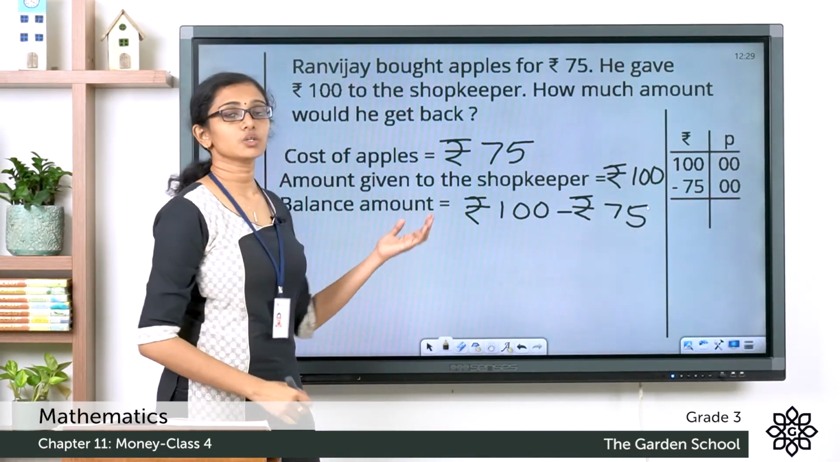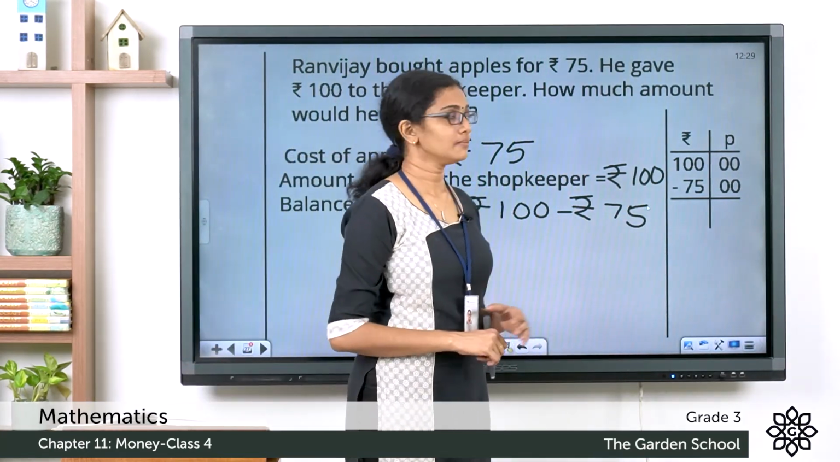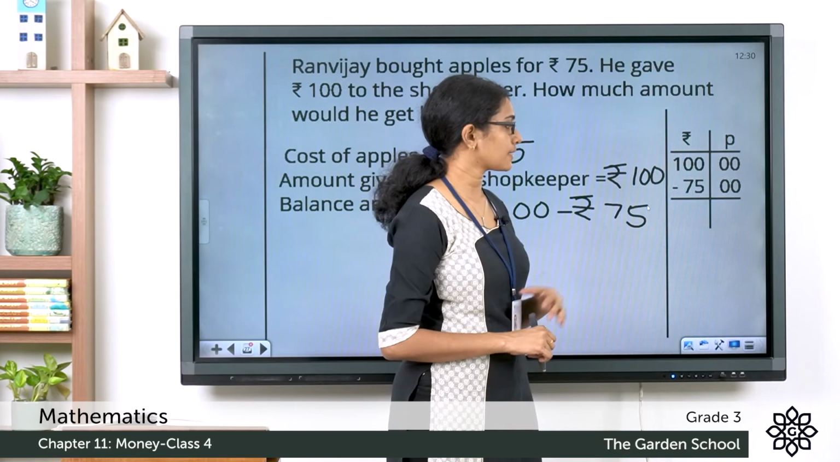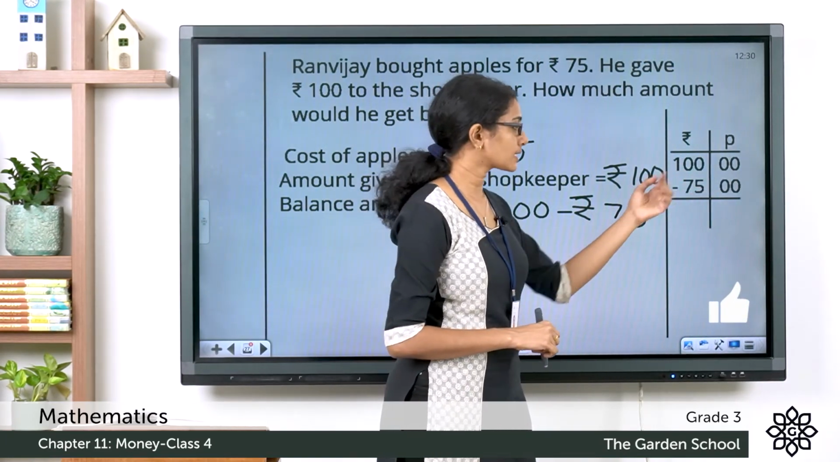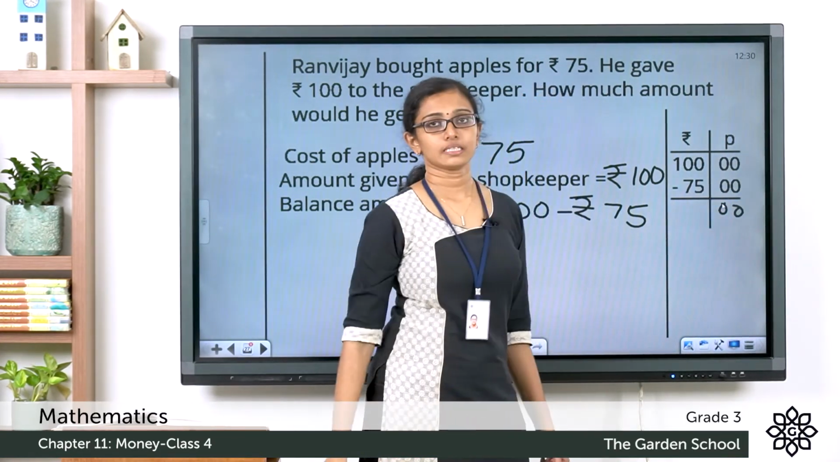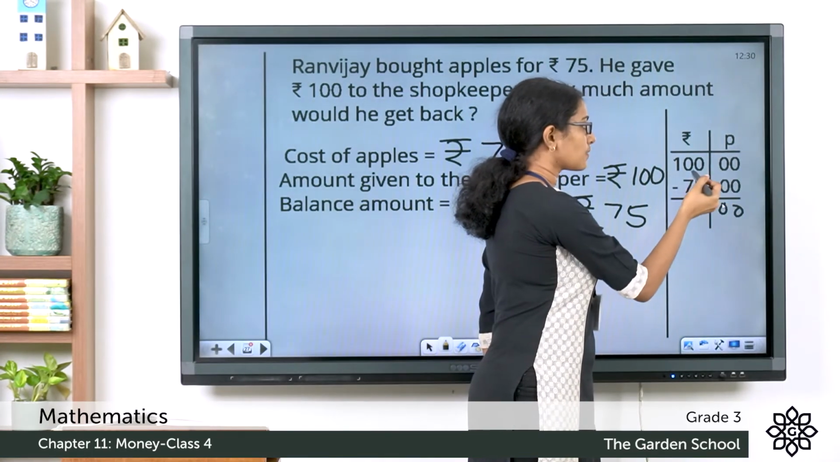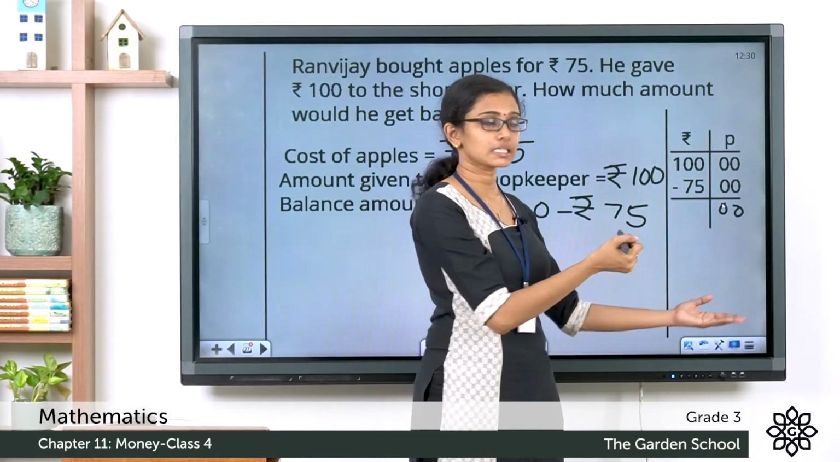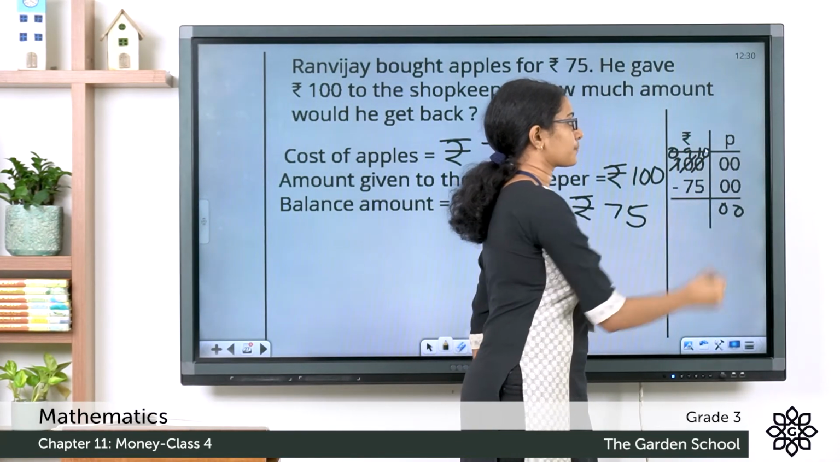So, 100 rupees minus 75 rupees, and let's do the subtraction in the working column. Here we have 100 rupees minus 75 rupees. So, in the paise column, it is 0 paise in both the cases. So, here 0 paise itself and 100 minus 75 in the rupee column. So, here we cannot do 0 minus 5. So, we have to borrow. There also it is 0. So, this becomes 0. Here it becomes 9 and here it becomes 10.